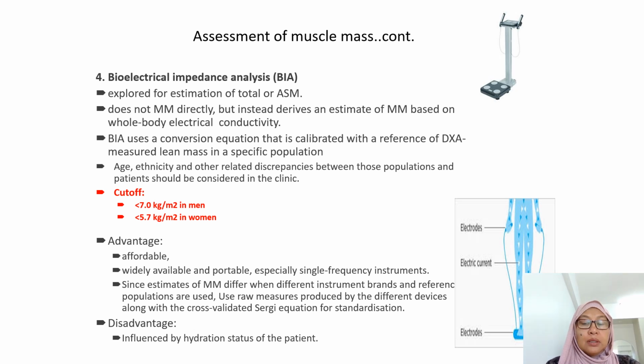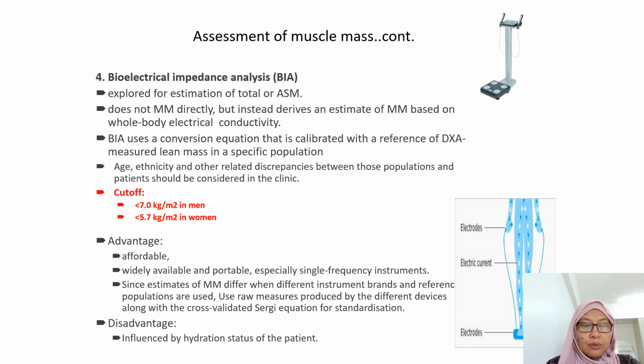Okay, so this is the picture of the BIA that is commonly used in the clinical setting. Allow the device to measure the impedance and calculate the muscle mass.